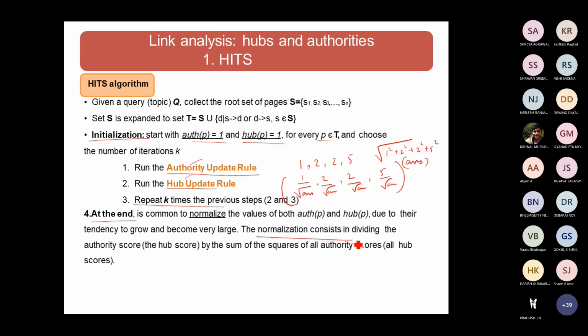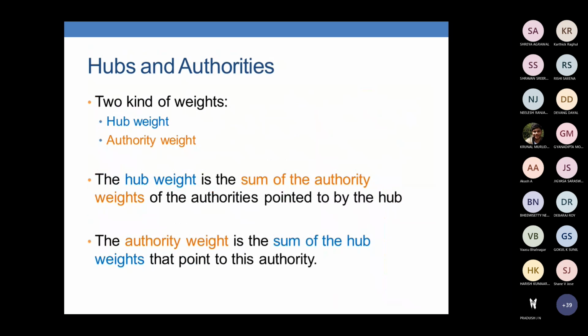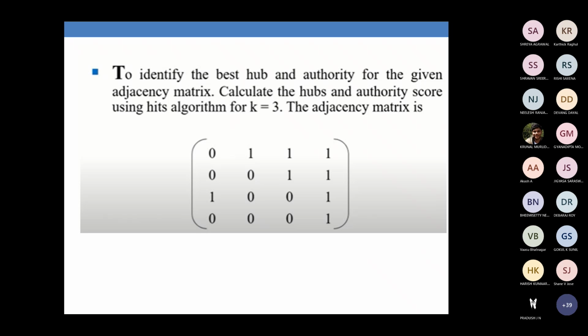So the normalization consists of dividing the authority score or hub score by the square root of the sum of the squares of all the authority scores and hub scores. We'll see a small problem so that you can understand this. We will straightaway go into the problem.